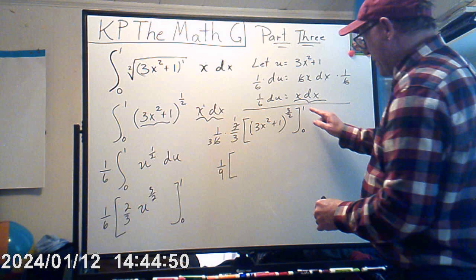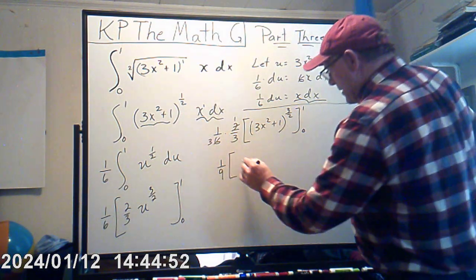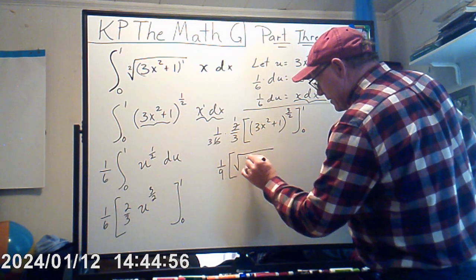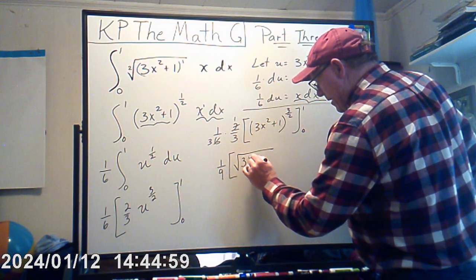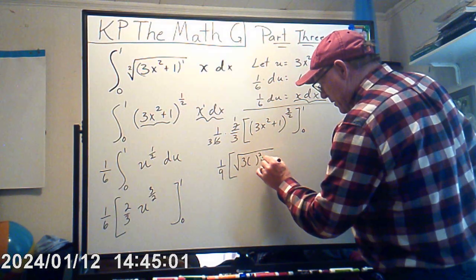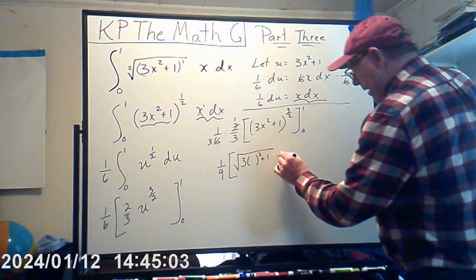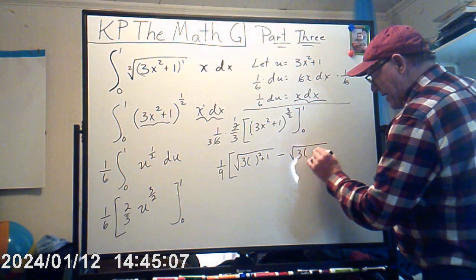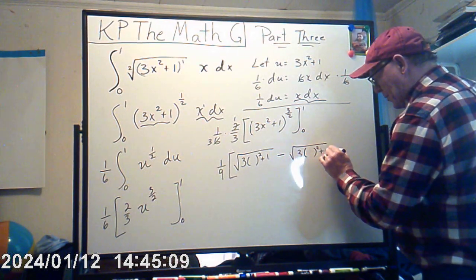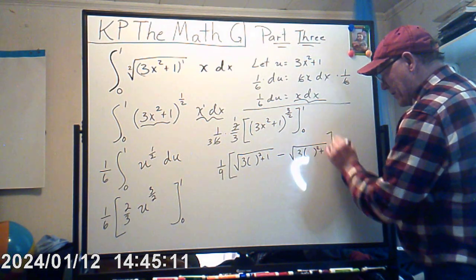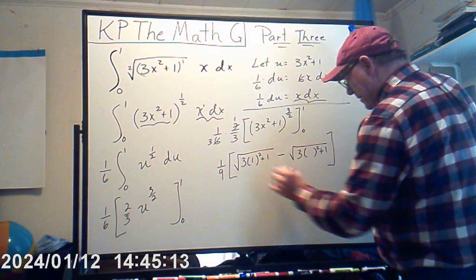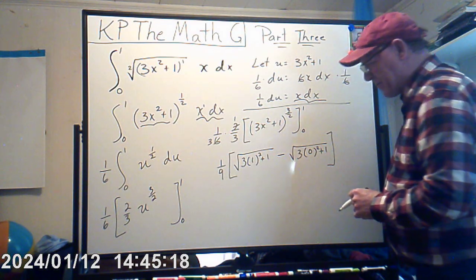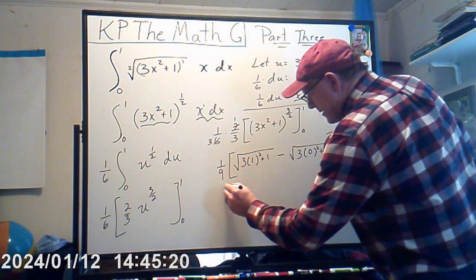Now I can start substituting this in. This is going to be the square root of 3x squared plus 1, and then minus the square root of 3x squared plus 1. The first time I'm going to plug in the 1, and the second time I'm going to plug in the 0. If I look at this, this is 1/9.